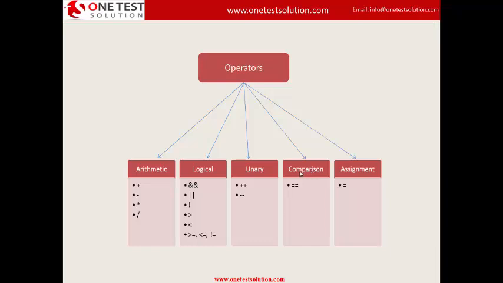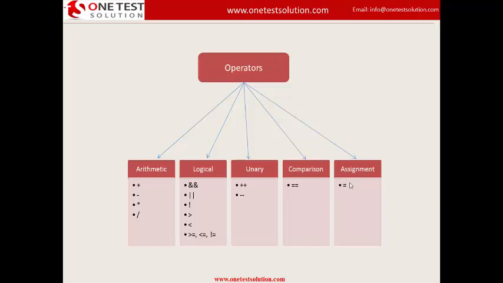Now the next one is the comparison operator. Let's say we have to equate two variables or maybe two strings. So we can use the double equals operator. Let's say we have to compare whether A is equal to B or not. So we can say A double equals B.